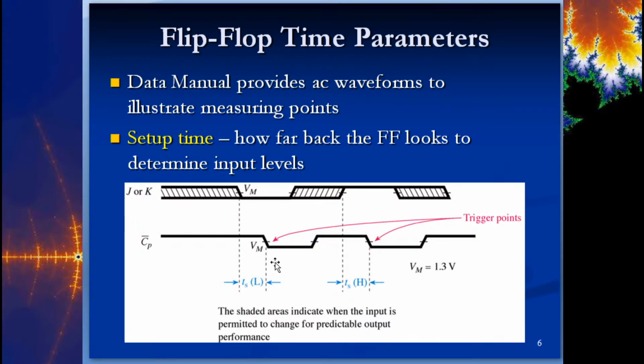Here you see it right here. Here's the transition of the clock pulse from high to low at this VM spot, and that's where it triggers. Before it, and this could be 3 nanoseconds, it could be 5 nanoseconds, it just depends on what the data sheet for that chip says, there's some period of time where it has to be stable. J and K can transition all at once, but at this point in time, that's what it's going to accept as a low or a high.